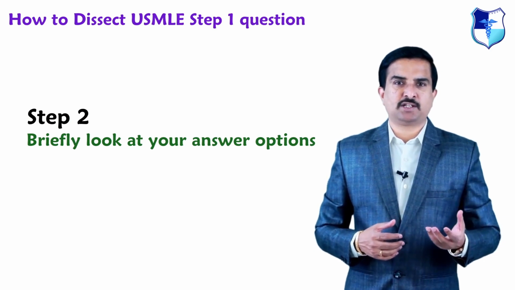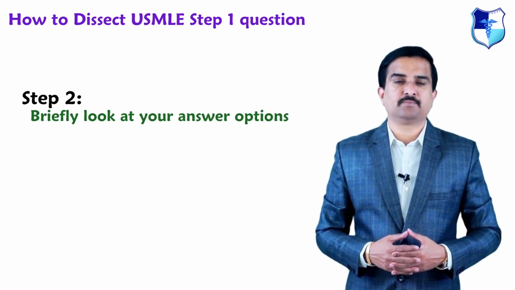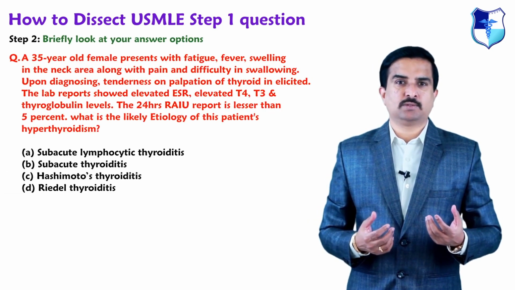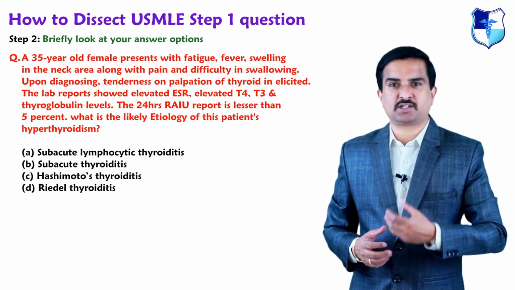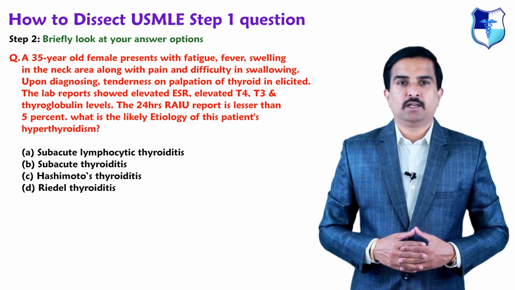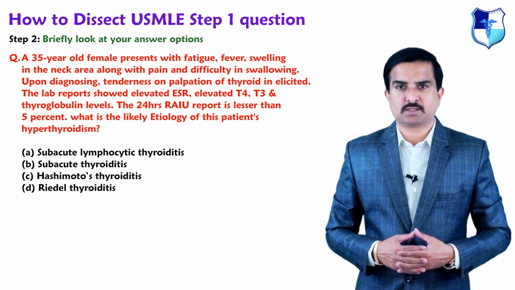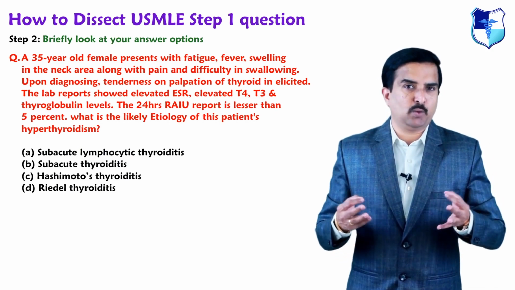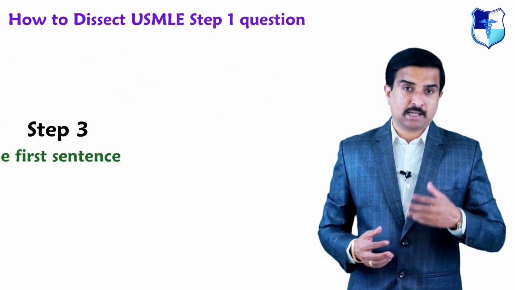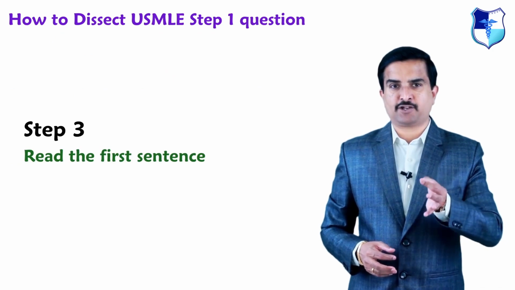The second important step is to briefly look at your answer options. A lot of students don't do this step and it's really important. This step tells you the depth to which you need to understand what is going on, especially in the stem. It can give you more clues into what the stem will be about if the last sentence is very vague.